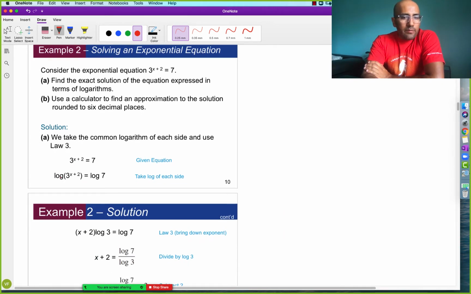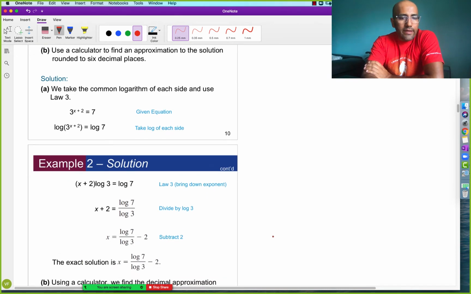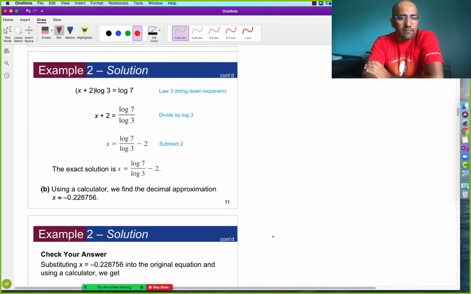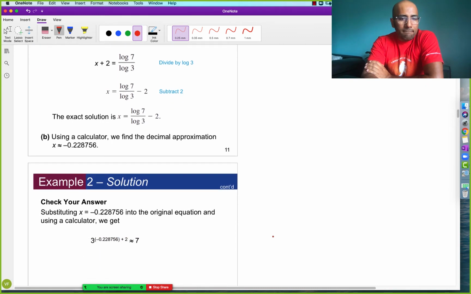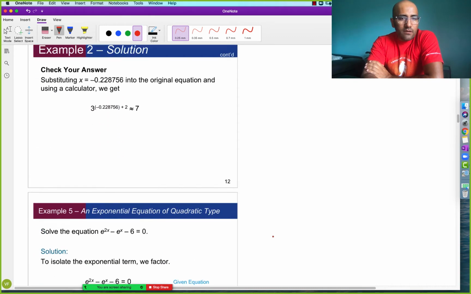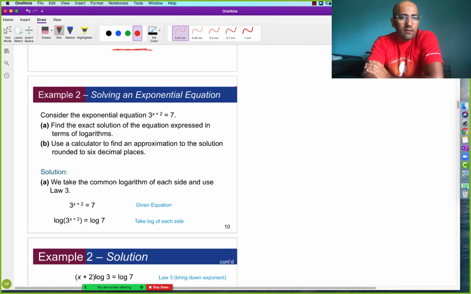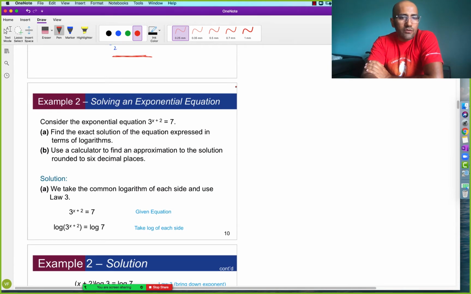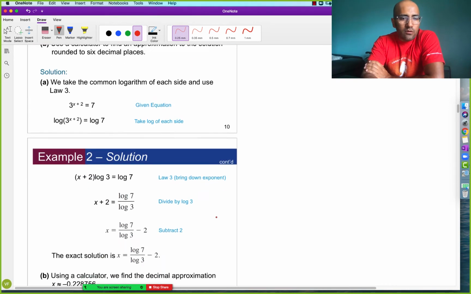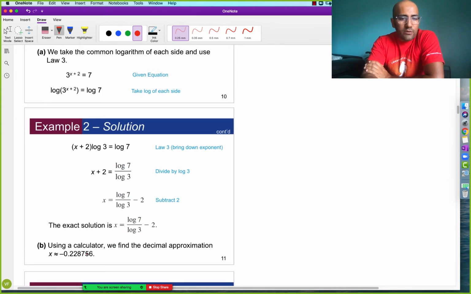Very similar, applied log to both sides, and then divided. Yep, same thing I did. Check it, okay. Oh, using a calculator we find the decimal approximation to be equal to this. Oh, for part B they meant use a calculator to convert this into a decimal. That's what they meant by use a calculator to find an approximation to the solution rounded to 6 decimal places. Okay, I interpreted this wrong. They just meant to convert your exact solution into a decimal approximation. I thought they meant starting from scratch, starting from up here, use technology to solve it, which is what we did.